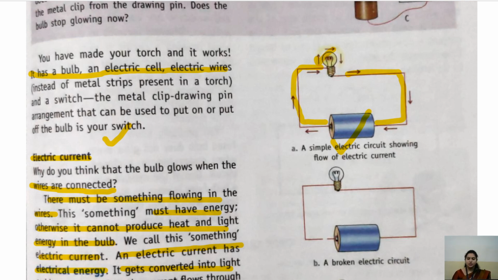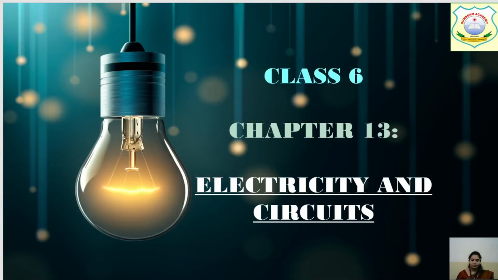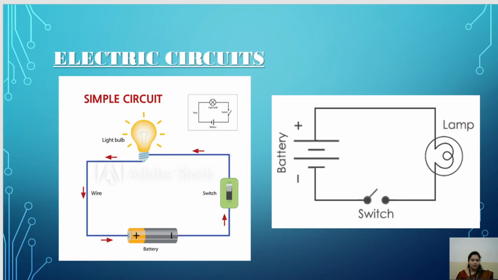Okay, let's see the PPT. You will understand it better here. So let's talk about the electric circuit. So children, electric circuit. This is a simple electric circuit. So we have an electric bulb. Okay. We have a switch. We have a battery. Okay. So it is connected all together. Okay. It is connected. So this is called a circuit.